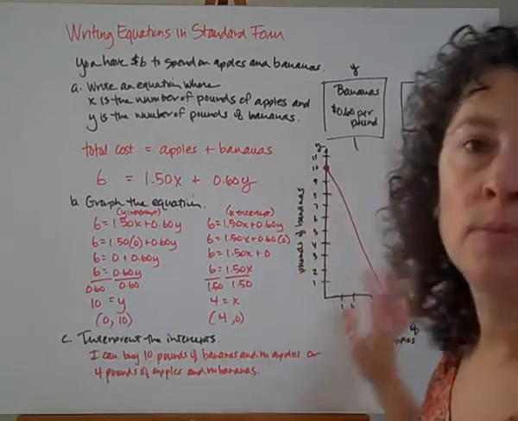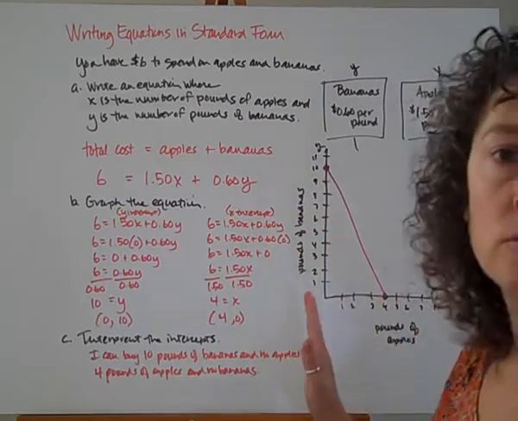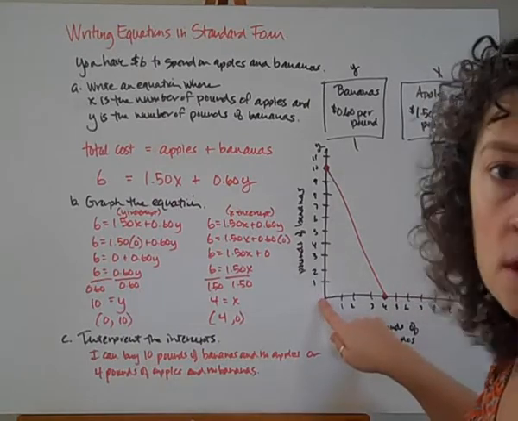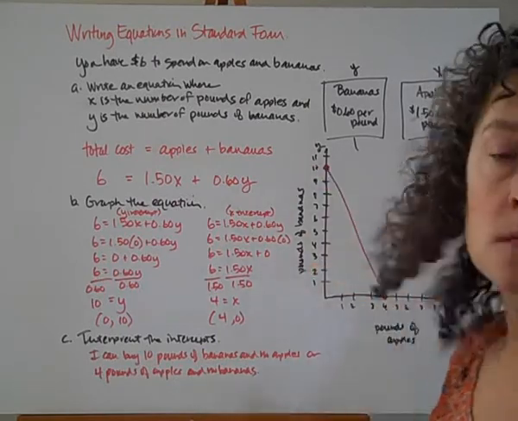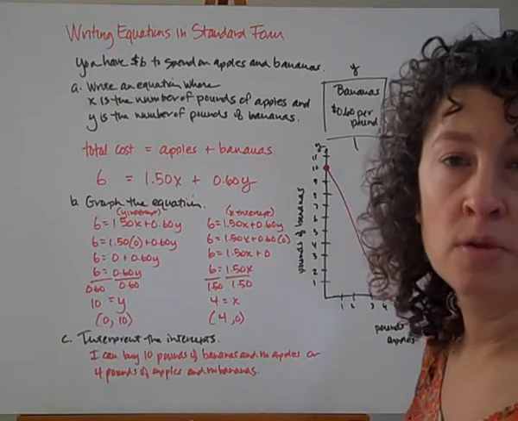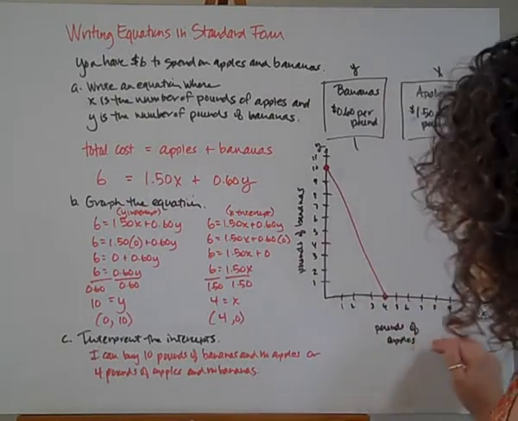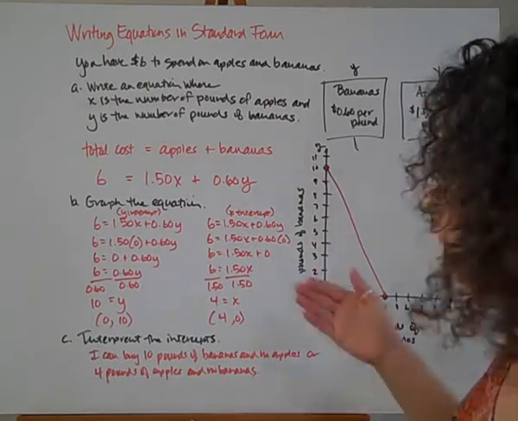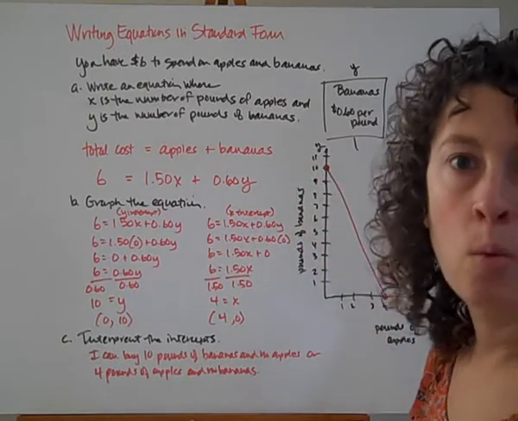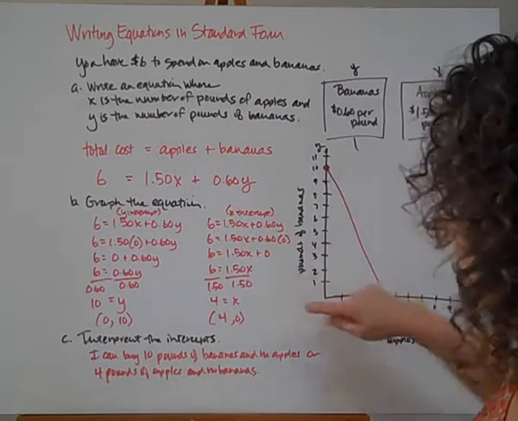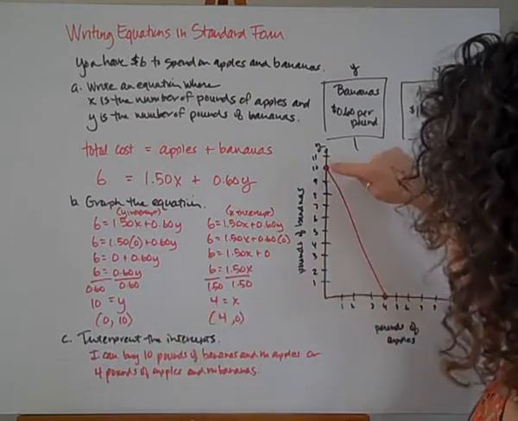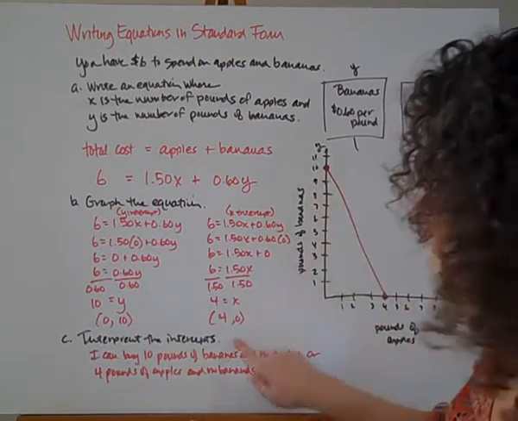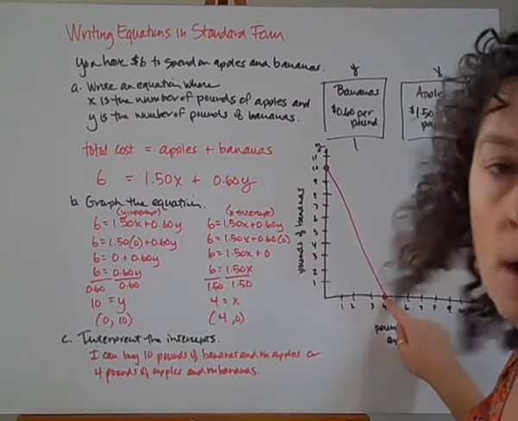So I'm going over to my graph. Please notice my graph. I have labeled my intervals, so I know what I'm counting by. This is always 0. I've labeled my axes. This is a word problem, so I should have some type of unit on my axes. This is pounds of apples on my x-axis, because we're using the x as apples. This is pounds of bananas on my y-axis. So I have (0, 10) on my y-axis, and I have (4, 0) on my x-axis.